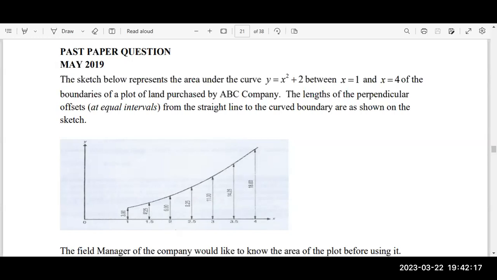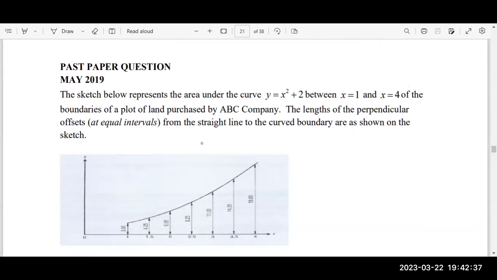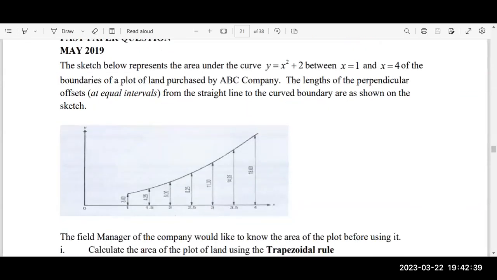Can anybody figure out what this 3 and this 4.25 and this 6 and this 8.25, 11, 14.25 and 18 are? I have no clue. Let's just read the question again. It says the sketch below represents the area under the curve for the function y equals x squared plus 2. So the curve is x squared plus 2 between 1 and 4. Okay, I get that. The boundaries of a plot of land purchased by ABC Company. Good. So the boundaries of the plot of land are 1 and 4. Just like how people buy a lot and the lot is 1 to 4 Mountain View Avenue. That's all it is saying.